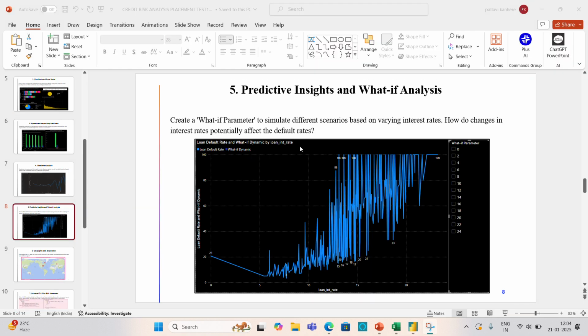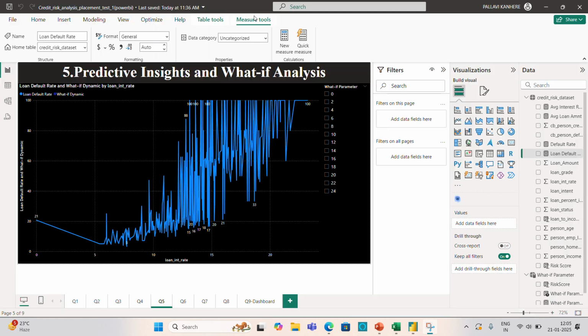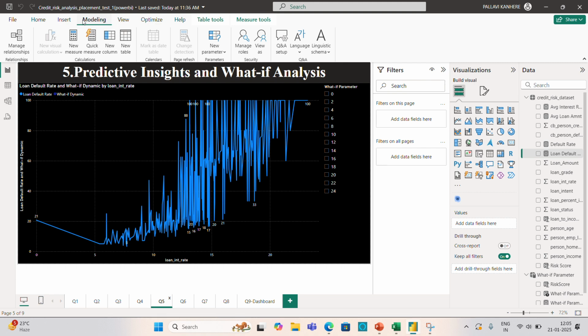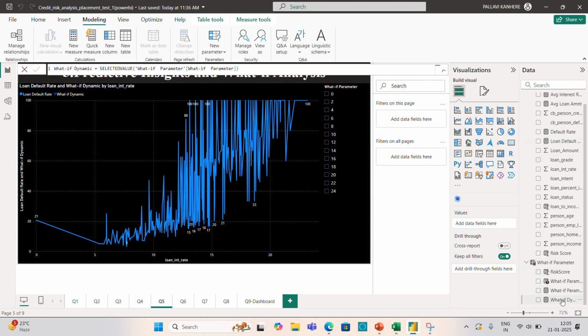Fifth is a predictive insight and what-if analysis. Create a what-if parameter to simulate different scenarios based on the varying interest rate. How do changes in interest rate potentially affect the default rate? In this, I created the parameter for what-if analysis by navigating to the modeling section and selecting the new parameter. After that, I created the dynamic measure for what-if. This is the formula for the what-if dynamic measure.